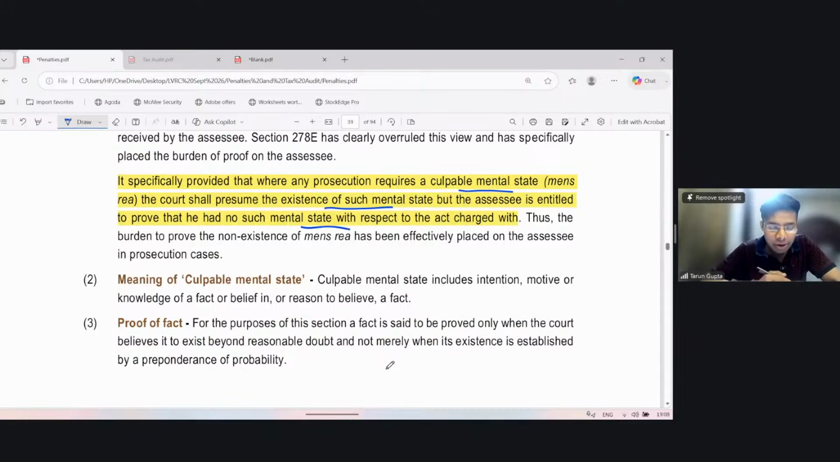What do we mean by culpable mental state? Culpable mental state includes intention, motive, or knowledge of a fact, or belief in, or reason to believe, a fact. So whatever default is there, it is there with the intention and motive.